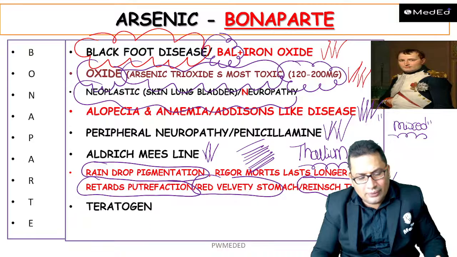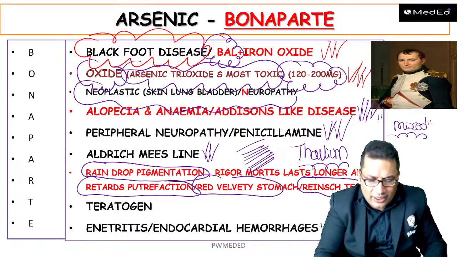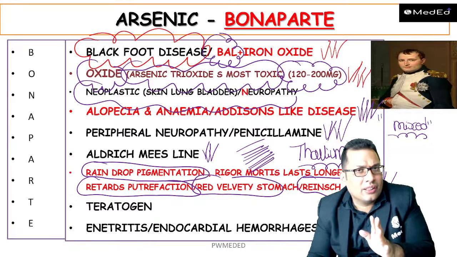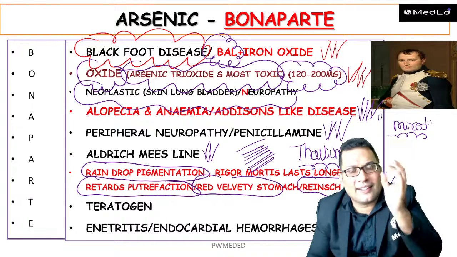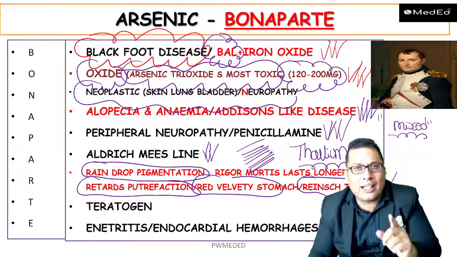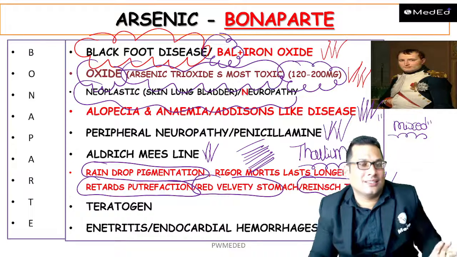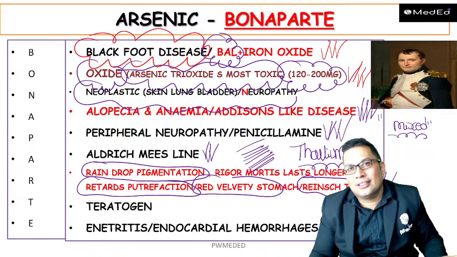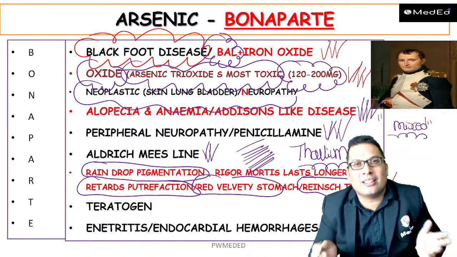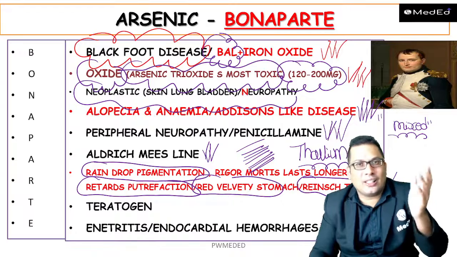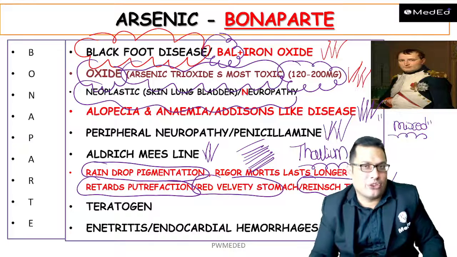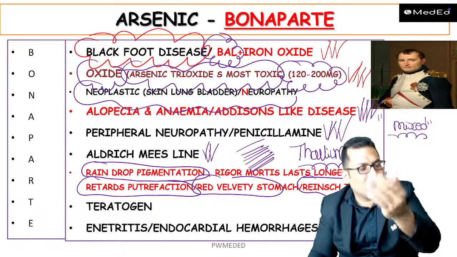P is for teratogenicity, E is for enteritis and endocrine hemorrhages. Arsenic causes enteritis. It causes rice-watery stool and can resemble cholera. It is very commonly asked. The question can be asked: malaria-resembling poison is? Your answer should be metal fume fever, that is nothing but zinc. The question can be asked: Aldrich-Mees lines are also seen in thallium poison. Final poison, strychnine poison.